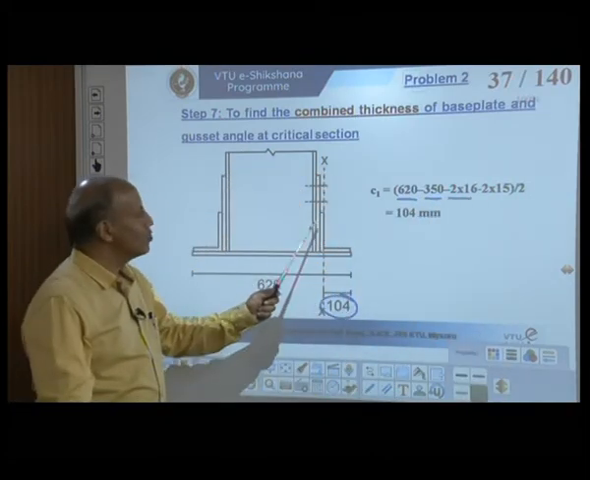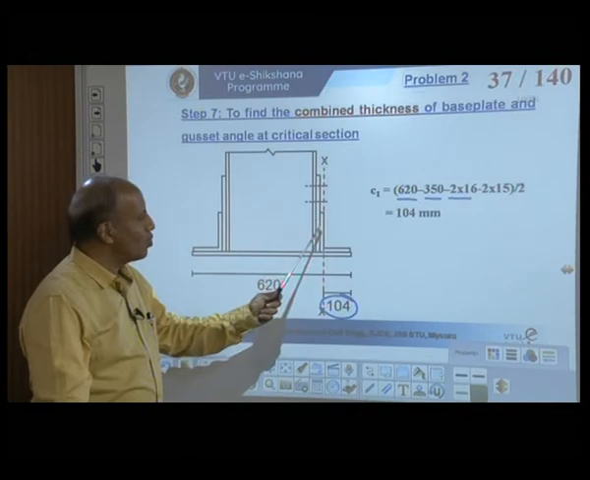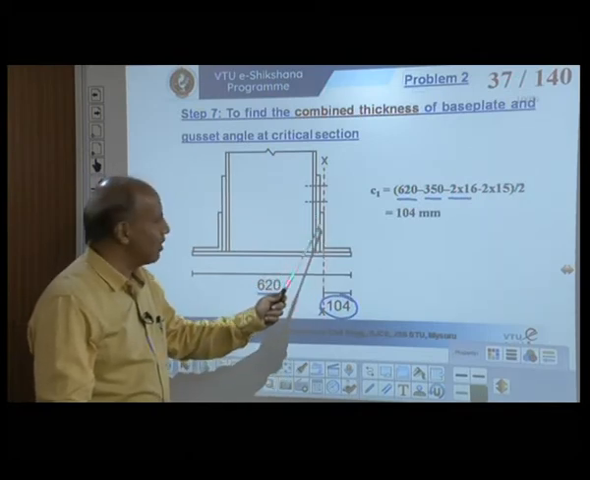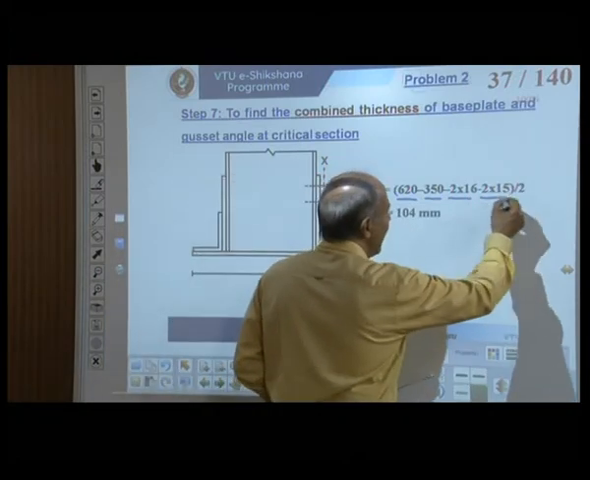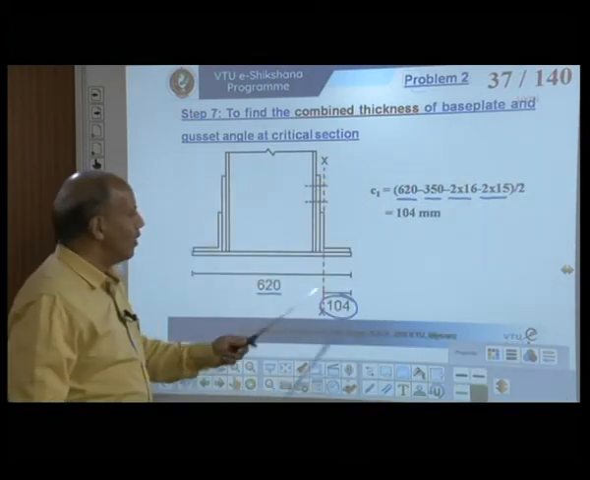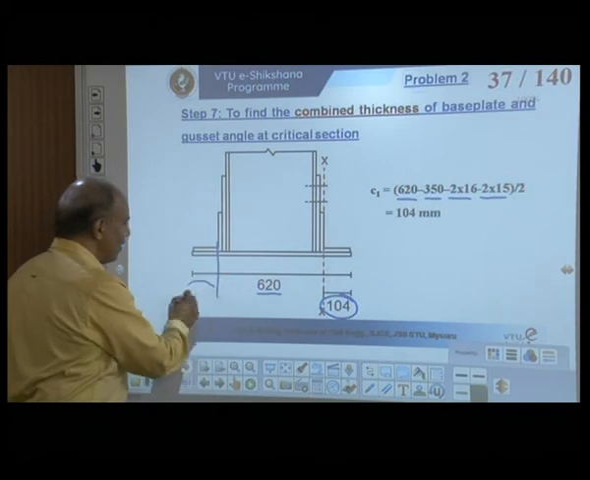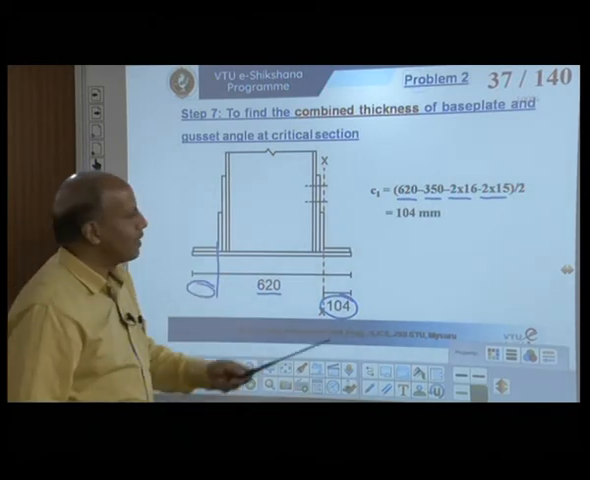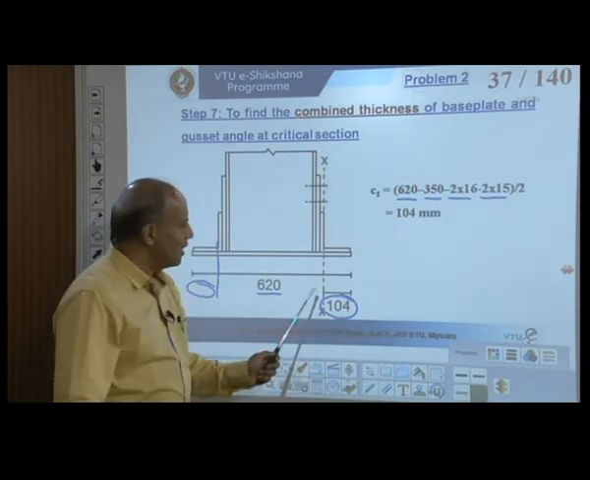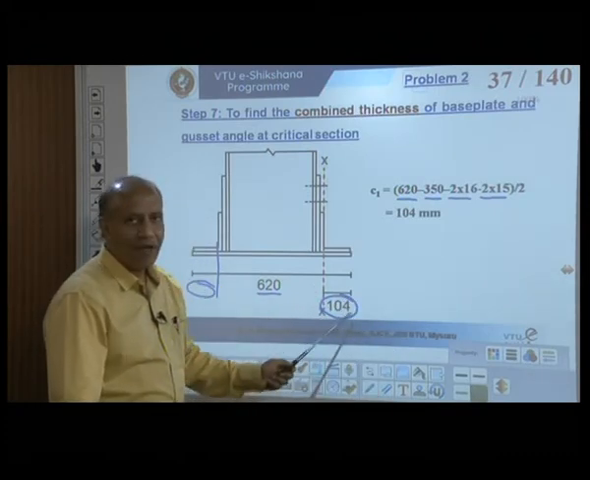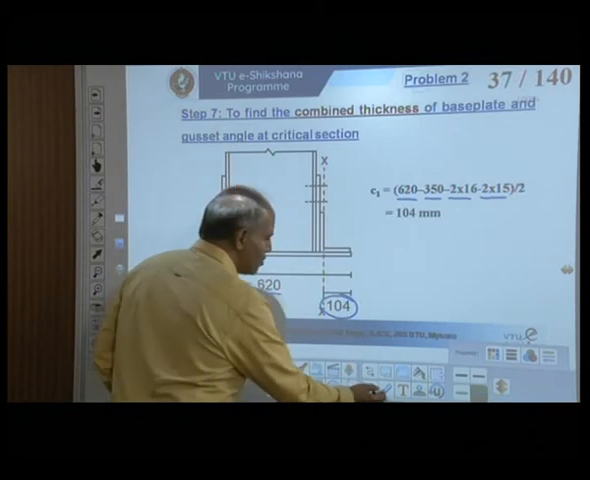I have further reduced that, and then please understand that we should also deduct the angle thickness here. The angle thickness is 15, so I am going to deduct that. That gives me this length as well as this length put together. I am just dividing it by 2, so that I get 104. So the length here that we are trying to have is 104. I hope you have understood this.